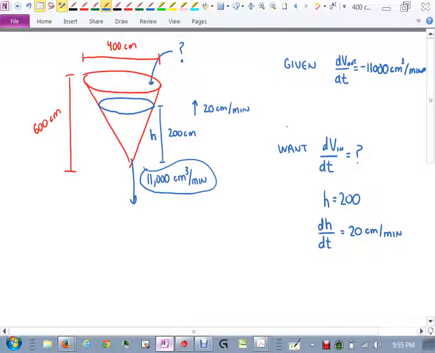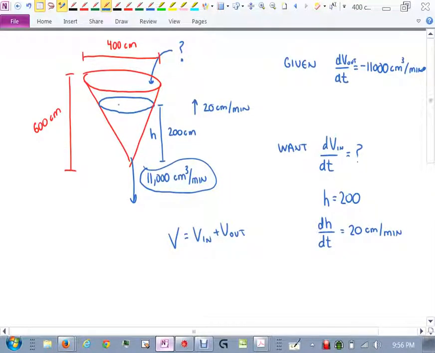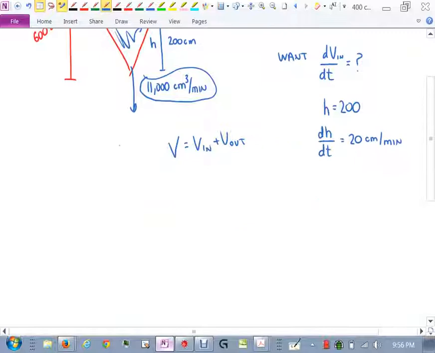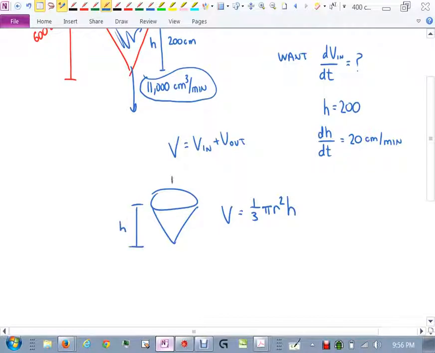So let's try and talk about what's happening with the volume of this thing. The volume is the volume in plus the volume out. All right, so let's try and come up with an equation for the volume of this water. Since we're talking about this piece in here, the volume of the water, since the cone by formula is 1/3 pi r squared h, where h is the height of the cone and r is the radius here.